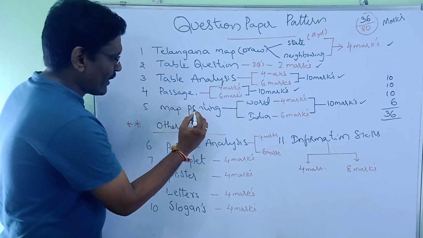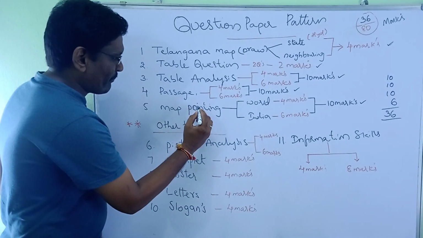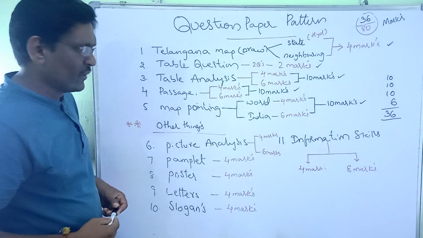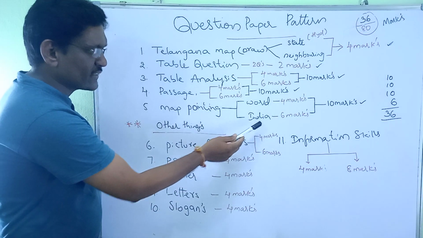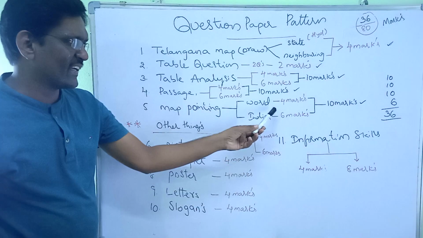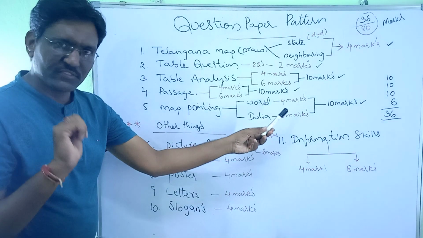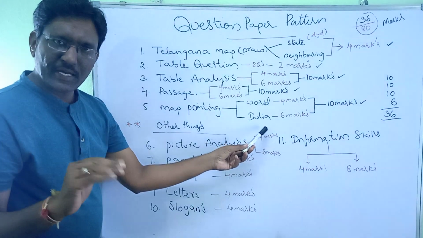One more is that map pointing is present. Okay, so now map pointing, how will this map pointing come, sir? So map pointing will come here. One is the world map, and one is the India map. Now you can see clearly, the world map was given 4 marks, and also India 6 marks.